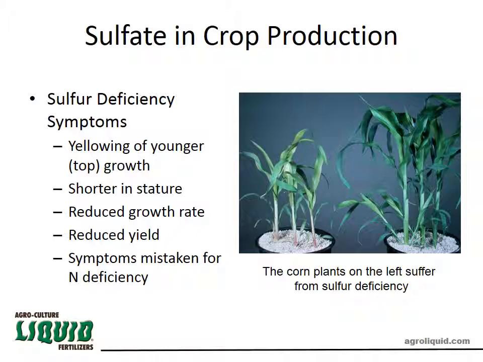Here I just wanted to illustrate a little bit of what sulfur deficiency looks like. Deficiency symptoms are much the same as nitrogen, except sulfur is not mobile within the plant, so a lot of times you'll see that yellowing on the newer, younger leaves or higher up in the plant, versus nitrogen, where you'd see it lower in the plant or on the lower leaves because the plant can translocate that nitrogen up to the newer leaves. But again, you're going to see that yellowing of the younger top growth, shorter plants in stature, reduced growth rate, reduced yield. Basically just a yellow, stunted looking plant where that yellowing is concentrated more to the upper leaves.